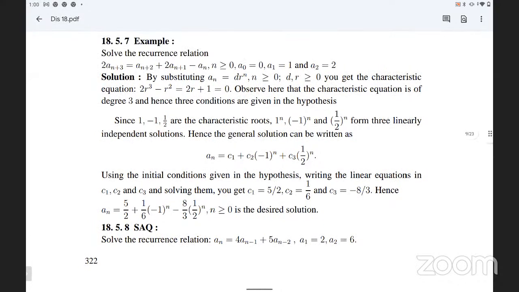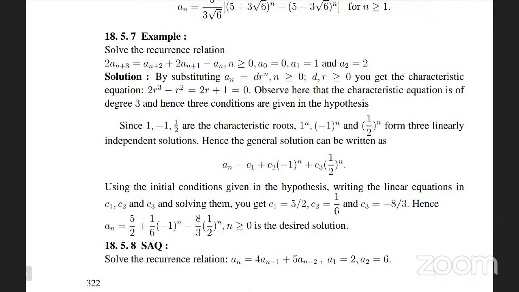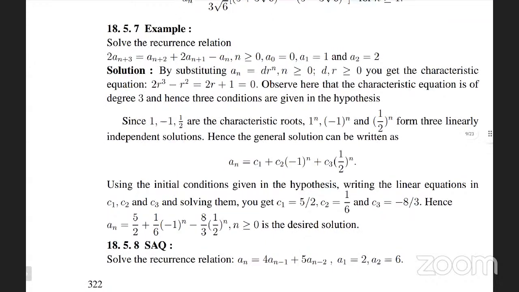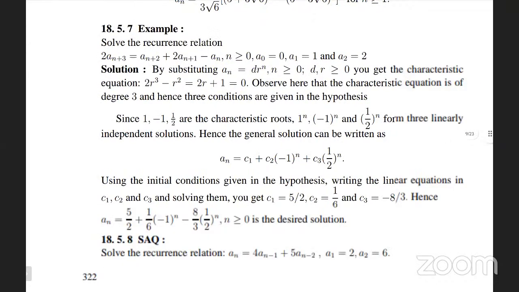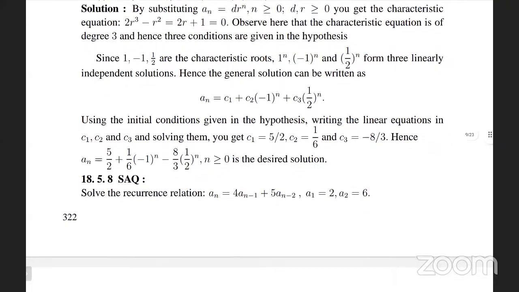What do we get? This is a cubic equation. For the cubic equation, an is x⁰, an+1 is x, an+2 is x², an+3 is x³, so 2x³ - x² - 2x + 1 = 0. Solving, the roots are 1, -1, 1/2. Therefore 1^n, (-1)^n and (1/2)^n form 3 linearly independent solutions. Therefore the general solution is an = C1 + C2 (-1)^n + C3 (1/2)^n. So this is our required solution.